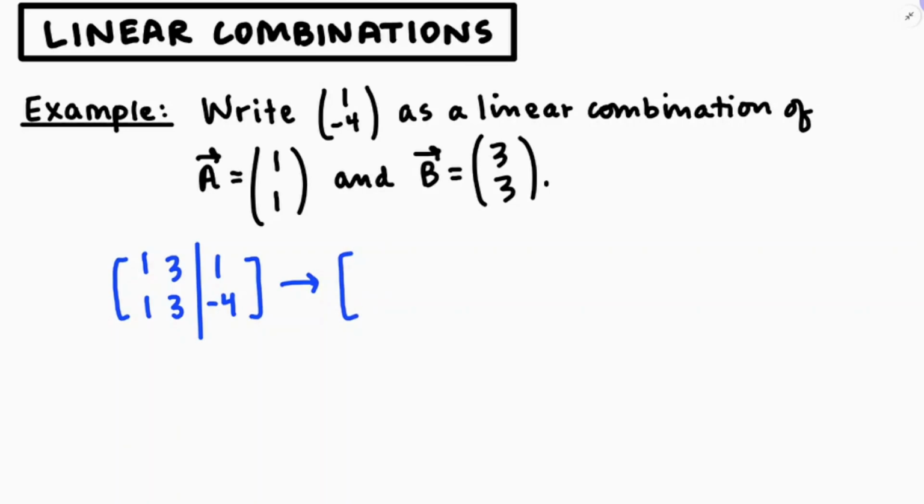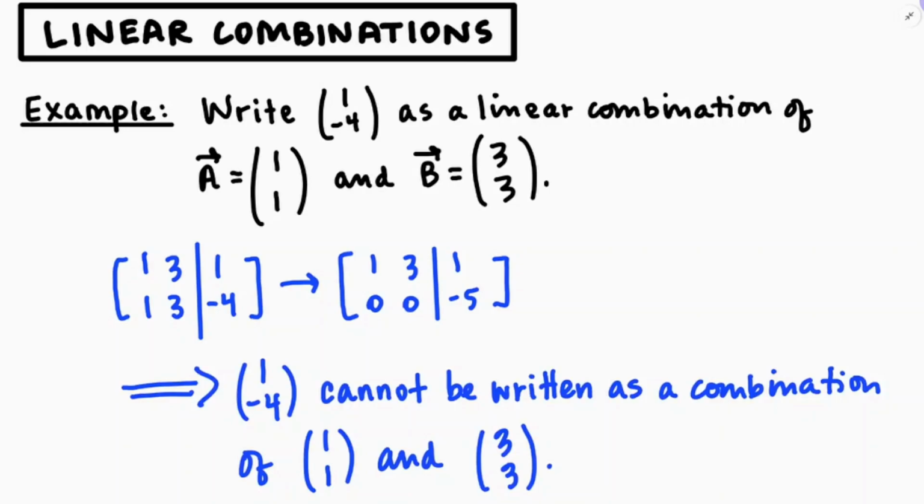Then I might, actually I probably don't even need to do that. You don't need to see me take it all the way to reduced row echelon form. You see 0 equals negative 5, and there's no solution. So I'll conclude that it's not possible. (1, -4) cannot be written as a combination of (1, 1) and (3, 3).